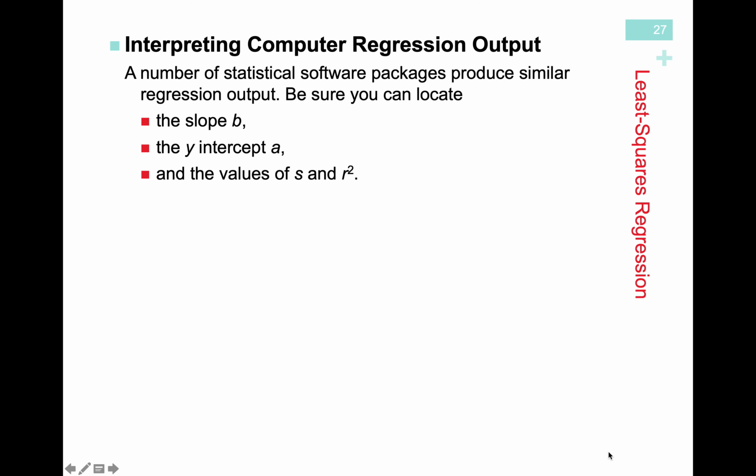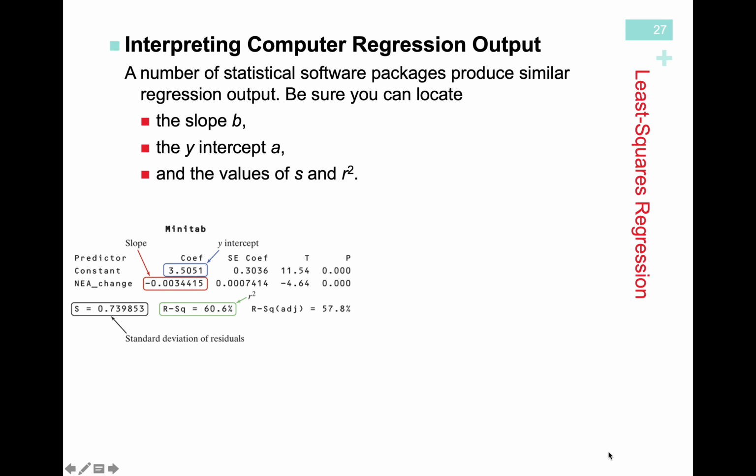Good day, everyone. Now we need to learn how to interpret computer regression output. So we don't have some of the programs that are mentioned in our book, but we do need to know how to read them. Our book uses the same ones they display on the AP exam, but a number of statistical software packages produce similar regression output. So we need to be sure that whatever program they use or however they display it, you can locate the slope, which is usually B, the y-intercept, which is usually A, and the values of s and r squared.